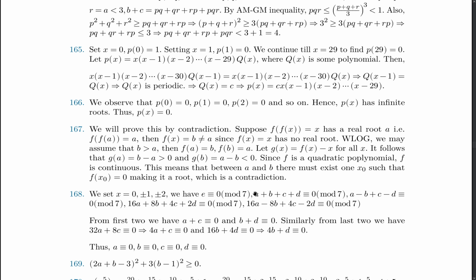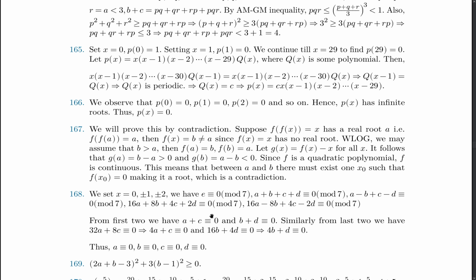Now in the remaining equations, I'll ignore e. We put x is equal to 1, we get a plus b plus c plus d is equal to 0, again mod 7. And a minus b plus c minus d will be 0. 16a plus 8b plus 4c plus 2d is 0, and 16a minus 8b plus 4c minus 2d is 0. This is for plus 2, this is for minus 2. Now from these two equations, if we add those, we get a plus c is equal to 0.